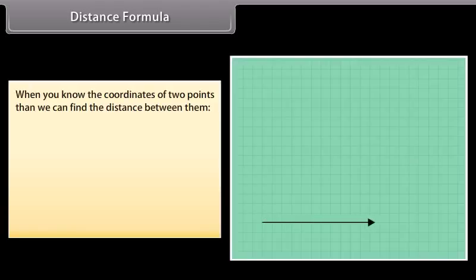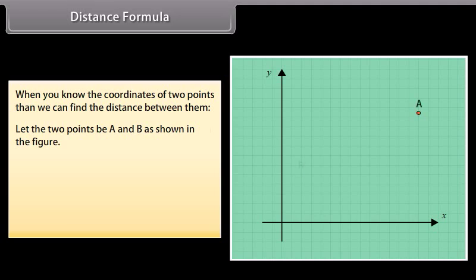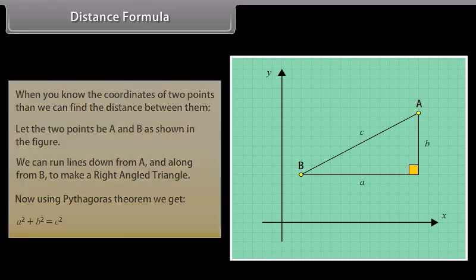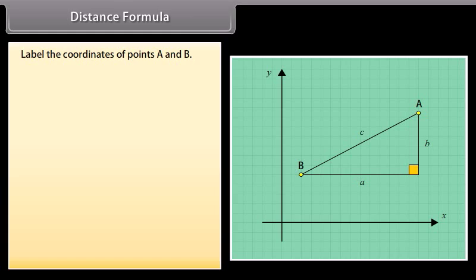Distance formula. When you know the coordinates of 2 points, then we can find the distance between them. Let the 2 points be A and B as shown in the figure. We can run lines down from A and along from B to make a right-angled triangle. Now using Pythagoras theorem, we get A square plus B square is equal to C square. Now label the coordinates of points A and B.